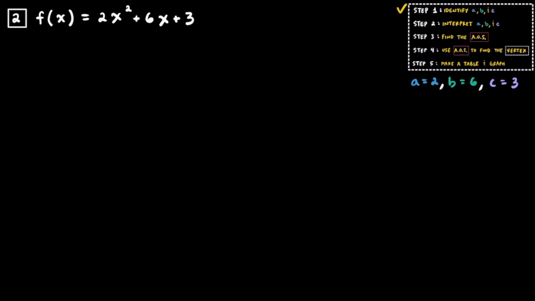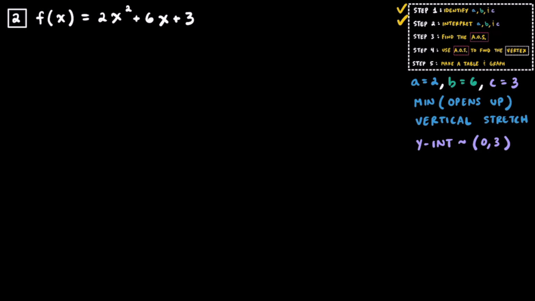A is equal to positive 2, so we know that our parabola is going to have a minimum and opens up, and we'll have a vertical stretch, or the parabola will get skinnier. And because c is equal to 3, we know that our y-intercept is located at 0, 3. Now that we got that out of the way, let's go ahead and find the AOS.